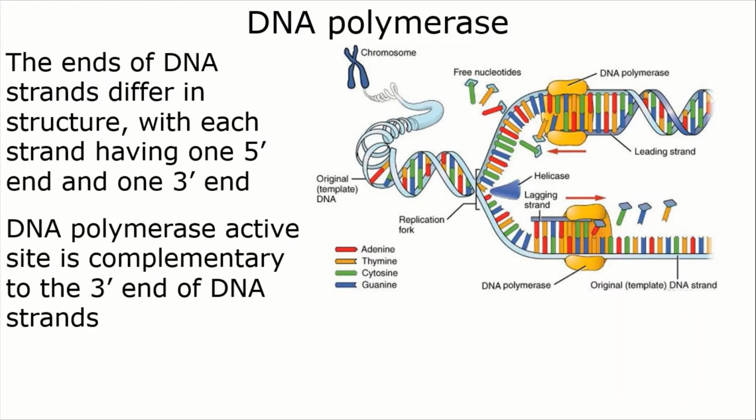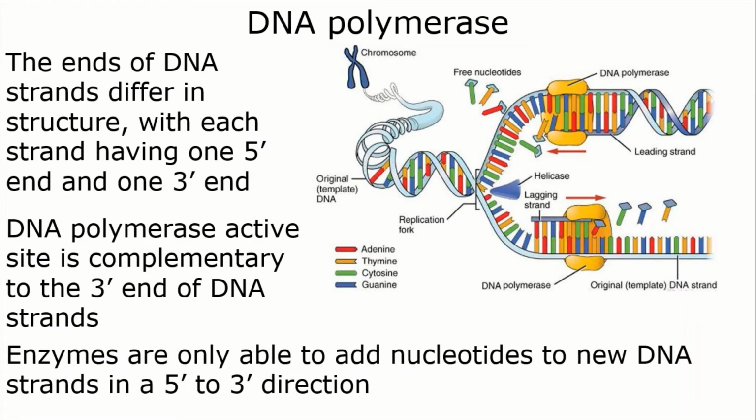So DNA polymerase is complementary to the 3' end of the DNA strand. Again, visualizing our DNA molecule, if DNA polymerase were to bind to the molecule, you'd get one DNA polymerase that binds to the top of the DNA molecule, to that 3' end at the top, and you'd get another DNA polymerase that binds to the other strand, but at the bottom of the molecule, where its 3' end is located. And because enzymes are only able to bind to the 3' end, they will add new nucleotides into our new DNA strand in a 5' to 3' direction.